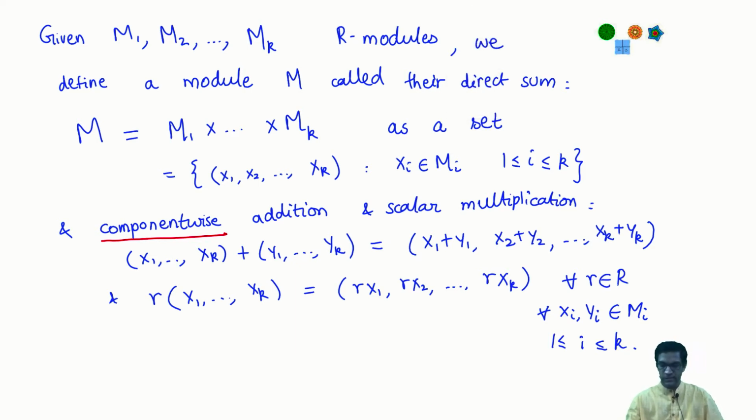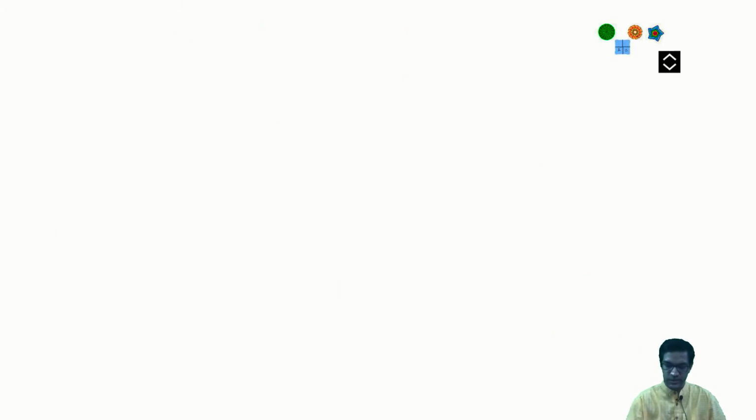Now it's very easy to check that this makes M into a module, so I leave that as an exercise. At the end of the day, every axiom that you need to check will hold because it holds in each component. So the first, easy observation here is that M is an R module under these definitions.